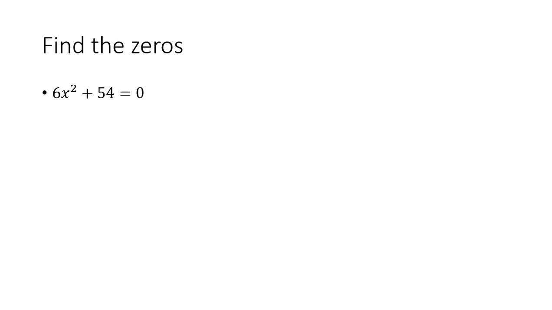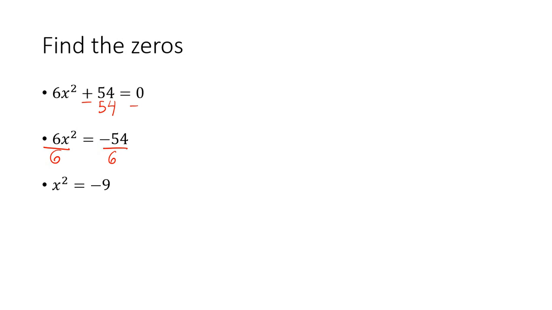Okay, so now the next one. If we go through and solve this one, I subtract 54 on both sides, and I end up with 6x squared equals negative 54. Then I divide both sides by 6, and we get x squared is equal to negative 3. Now, if I take the square root of that, what do I get?